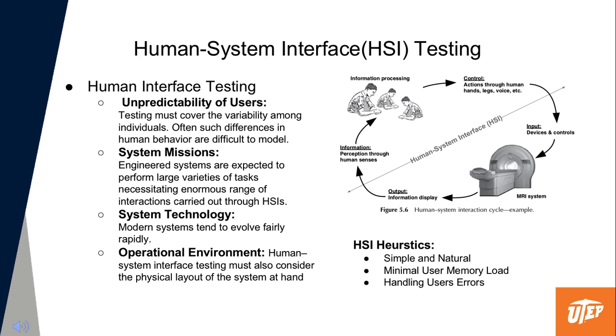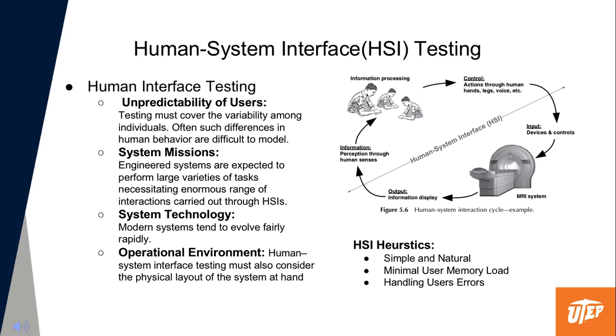The first thing to consider is unpredictability of users. This testing must cover the variability among individuals. Often modeling differences in human behavior can be difficult to achieve. The second thing to consider is the system missions. Today's engineered systems are expected to perform large varieties of tasks, necessitating an enormous range of interactions carried out through human system interfaces. The third thing to consider is the system technology.